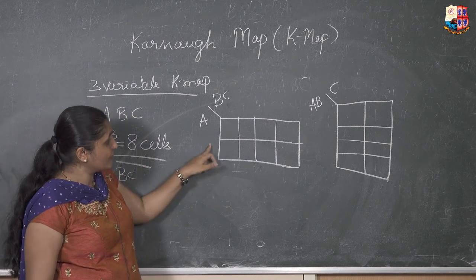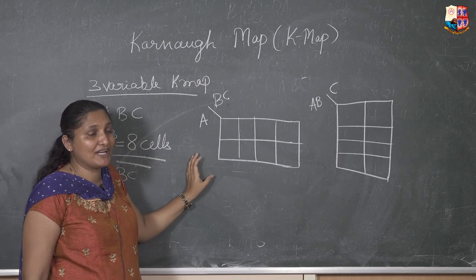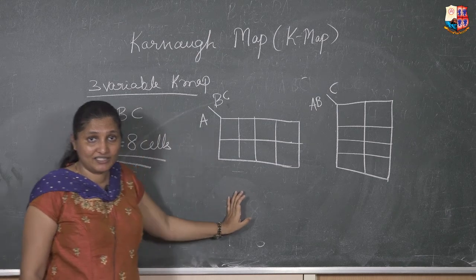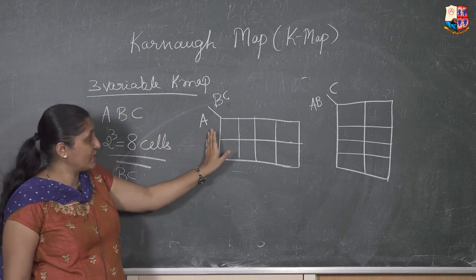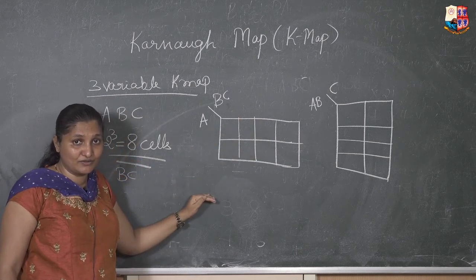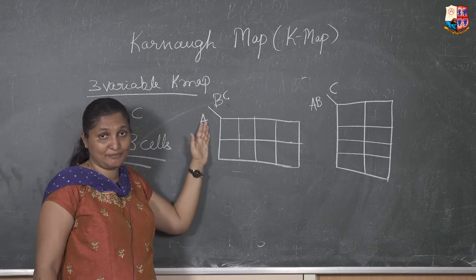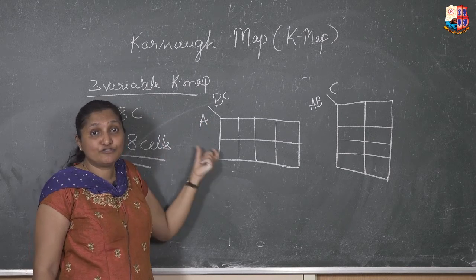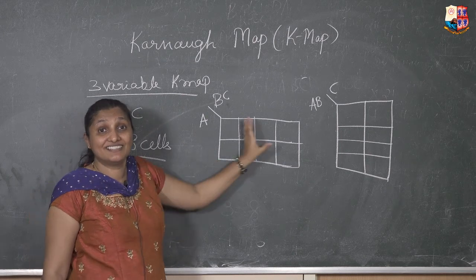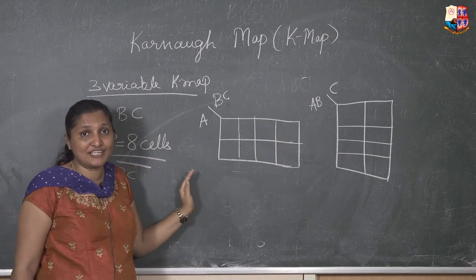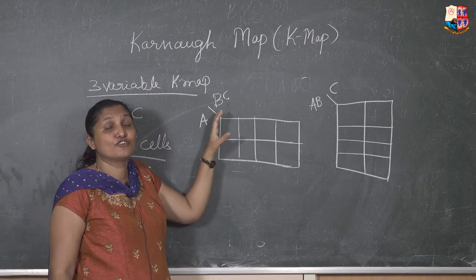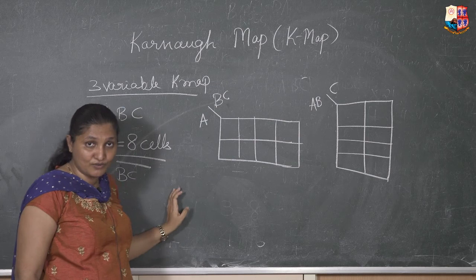Now how will we know which row and which column corresponds to what term? See, there is one thing you have to keep in mind. When you go to the adjacent column or the adjacent row, or from one corner to the other, they have to follow unit distance. It should be a unit distance coding. What do you mean by unit distance coding? There should be only one bit which is going to change when you go from one code to the adjacent code.